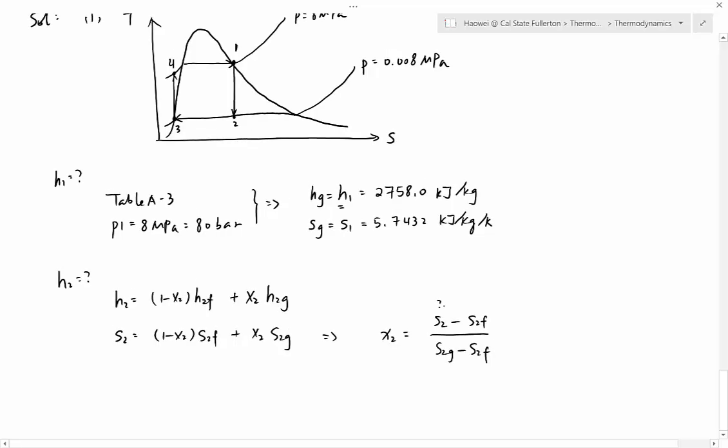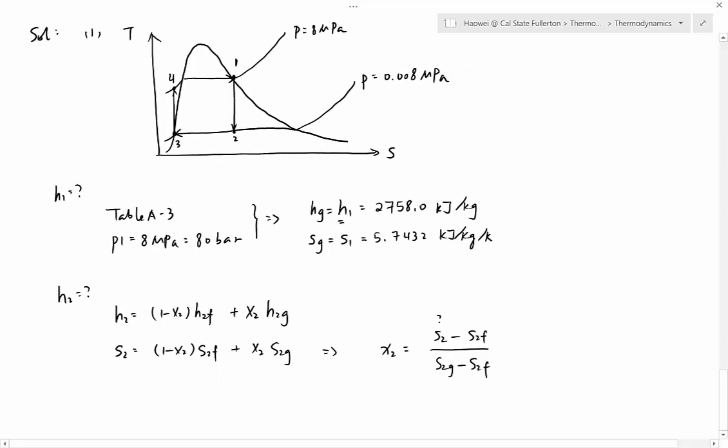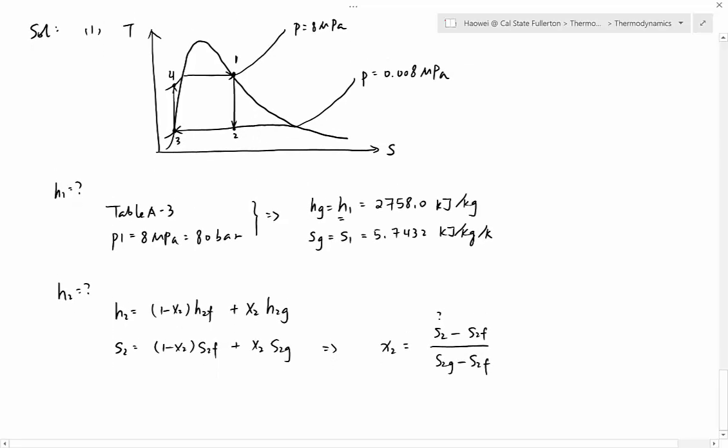And what about s2? Can we find s2? Let's look at the diagram. 1 to 2 is a vertical line, so they must share the same x coordinate. So s1 must be equal to s2. And do we have s1? Yes, we did find s1.